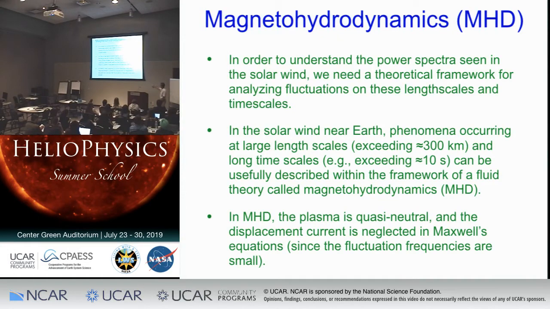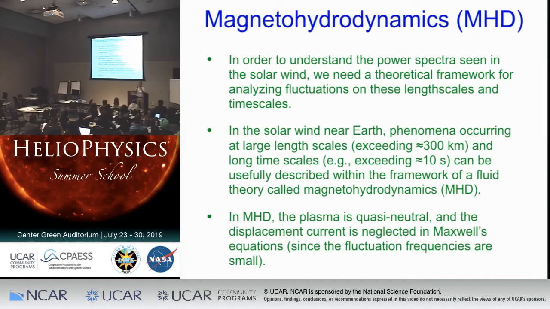most of the phenomena that I'm describing in those plots are at length scales exceeding about 300 kilometers, time scales exceeding 10 seconds. So a time scale of 1 second in one of those plots actually corresponds to 1 second times the solar wind speed in terms of a spatial length. Like if you have a signal that goes by your fixed spacecraft, and that signal, say the magnetic field, goes from -5 nanotesla up to 5 nanotesla in 1 second.